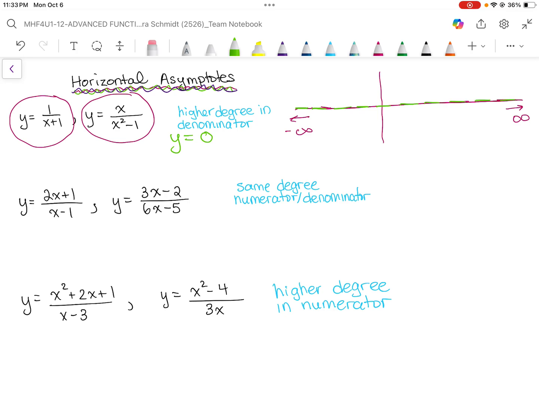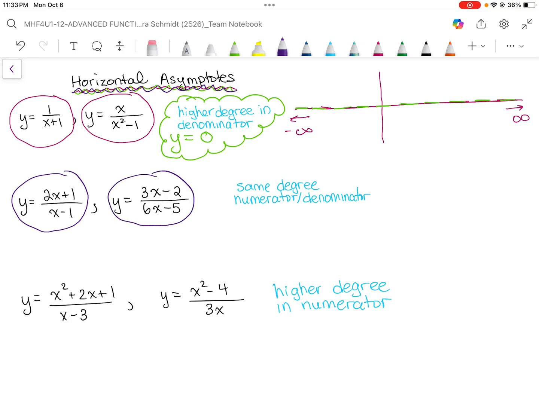Because that's what happens. As the graph gets closer and closer to negative infinity, y is going to get closer and closer to 0. Okay, so that always occurs in these cases when the degree is higher in the denominator. If you have the same degree, moving on to the next one, so this is both degree 1, numerator, denominator, both degree 1. If you have the same degree in the numerator and the denominator, let's picture it.